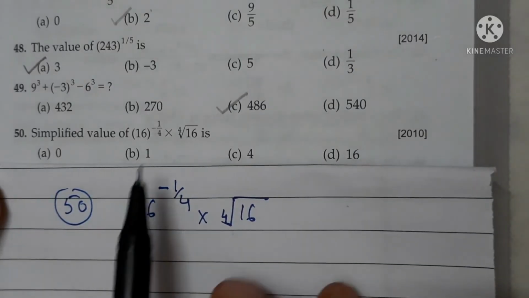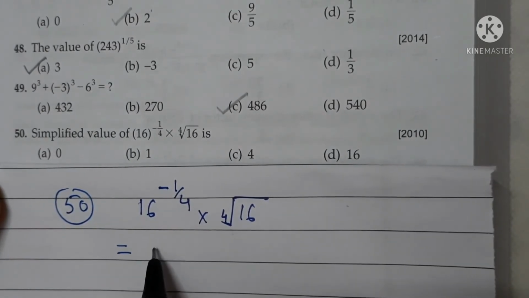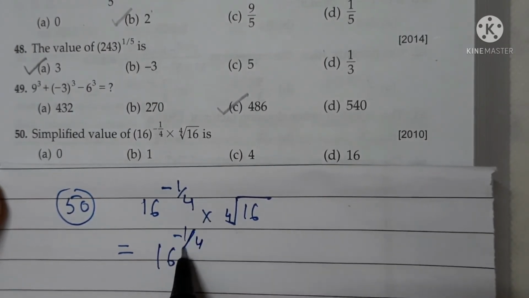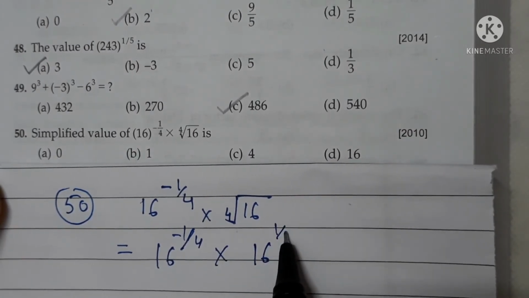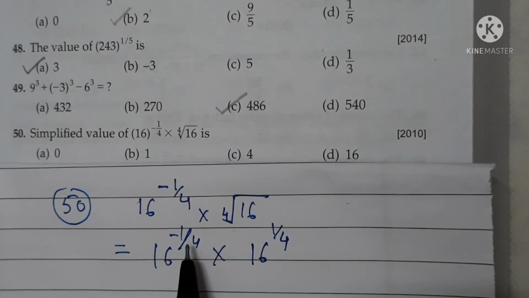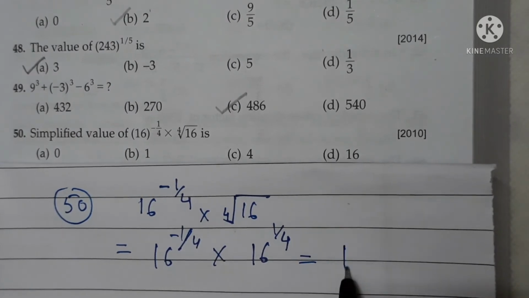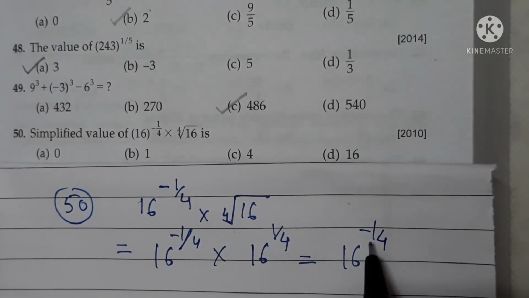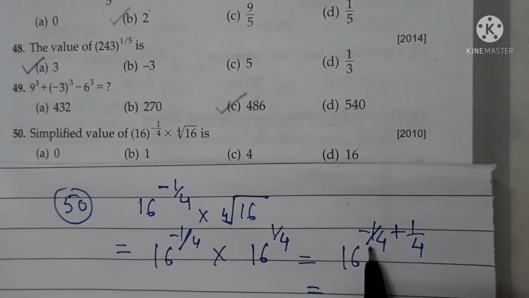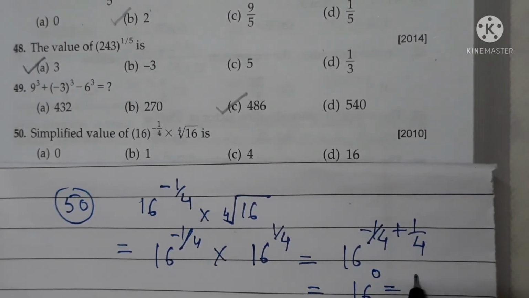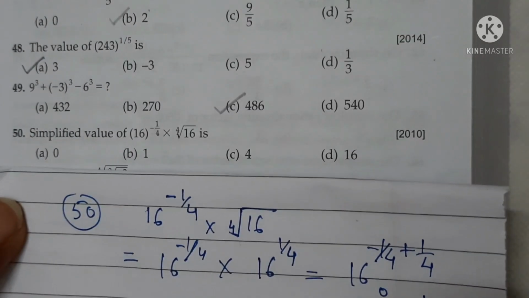See the question number 50. 16 to the power of minus 1 upon 4 into 4th root of 16. You can write it 16 to the power of minus 1 upon 4, and here this is 4th root of 16. So you can write it 16 to the power of 1 upon 4. This is a to the power of m and a to the power of n. Add both these powers, so this becomes 16 to the power of minus 1 upon 4 plus 1 upon 4. Base are same here. So 16 to the power of 0 is equal to 1. Which option is correct? Option B is correct.